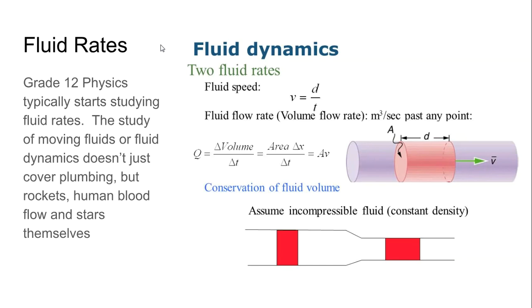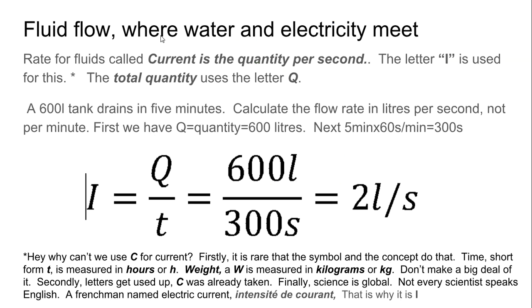You start studying fluid rates in about grade 12 physics. And at first you might go, what am I doing, studying how water goes to my toilet? Well, yeah, it does work for that. But this is also how your heart works, turbulence in the blood flow of your brain. The rockets and jet engines we build are all fluid dynamics. And it even works out in terms of a lot of stars and things and how material moves around the universe. So it's a really important concept, but totally dodgeable if you decide not to take physics.